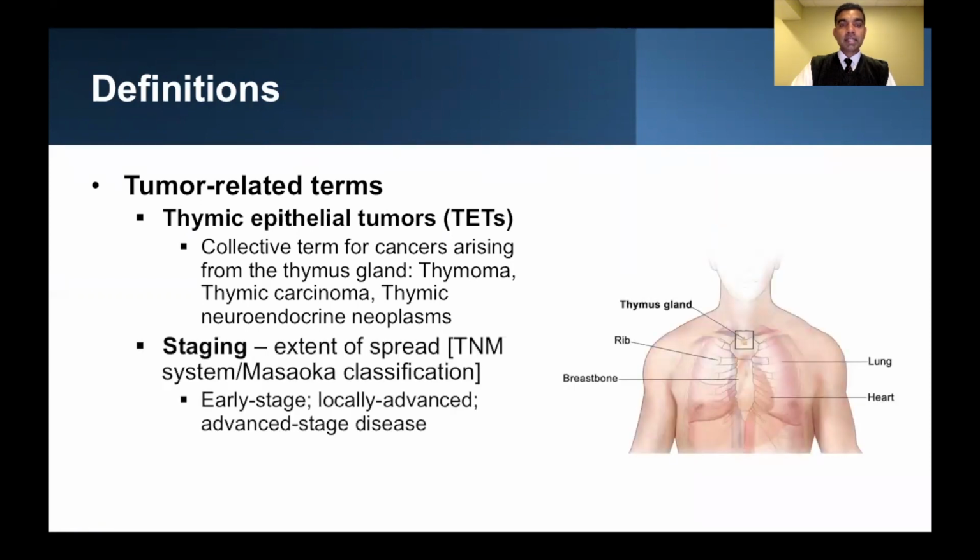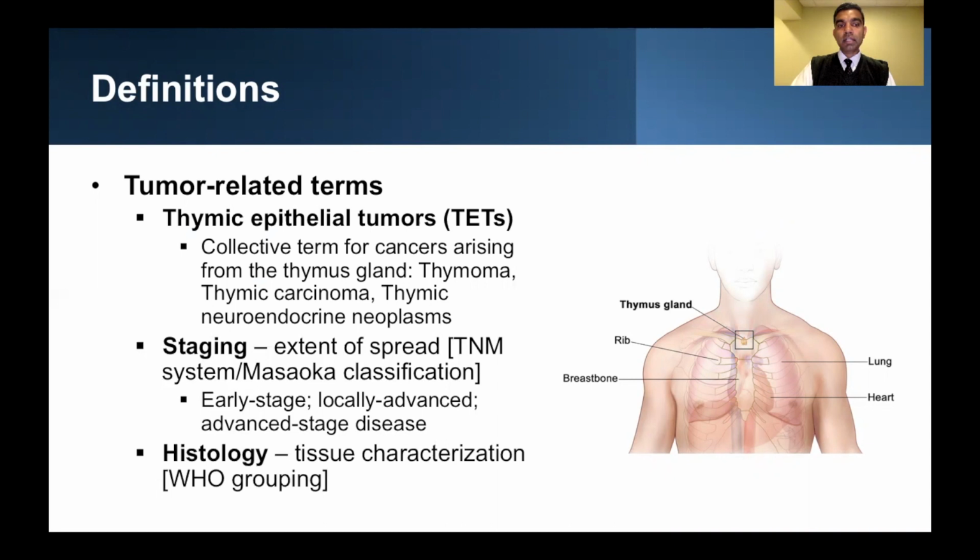Now, staging is the extent of spread of disease. We use the TNM system for staging thymic epithelial tumors, and histology is the tissue characterization of the features that you observe under a microscope, and we use the WHO grouping for this purpose. As these concepts have been explored in previous webinars, I shall not go into details at this time.